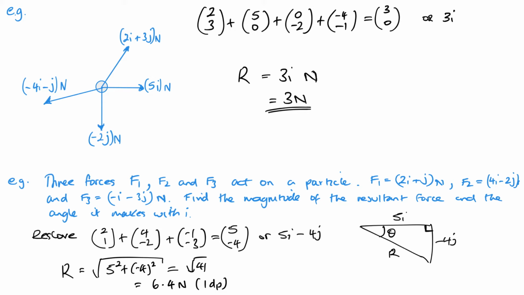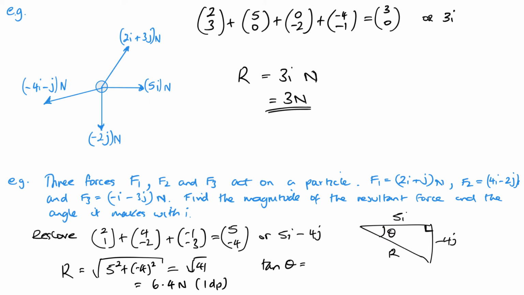Now to find my angle, I want to use trigonometry. So thinking of my angle, opposite, adjacent, this is going to be tan. So we get tan theta is opposite over adjacent. And what I'm going to use is the positive value of this 4, just so I can get this positive angle.